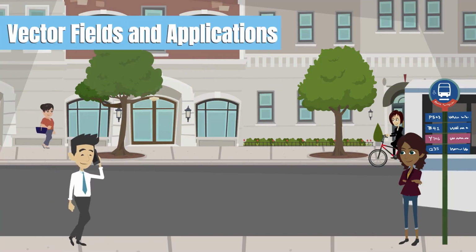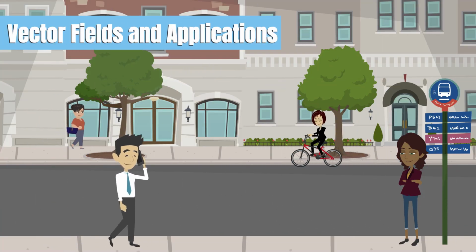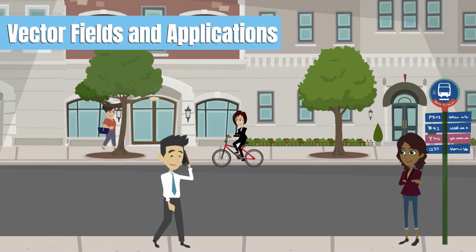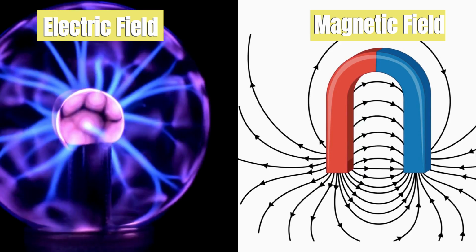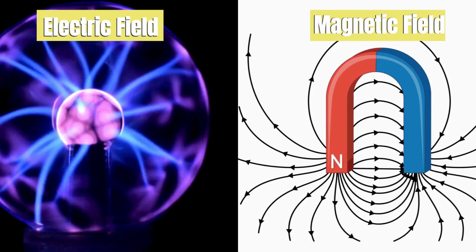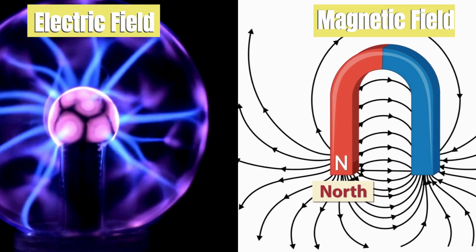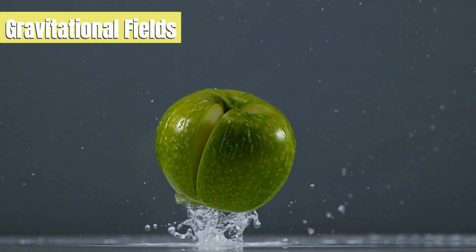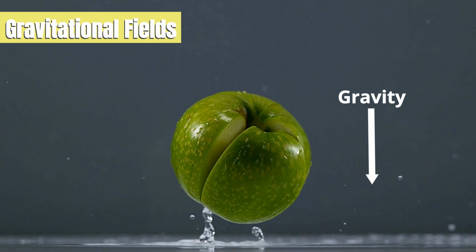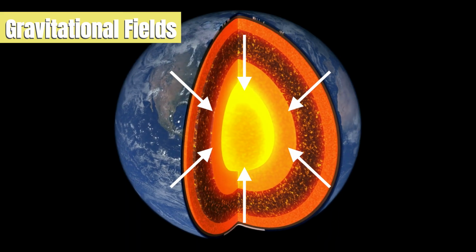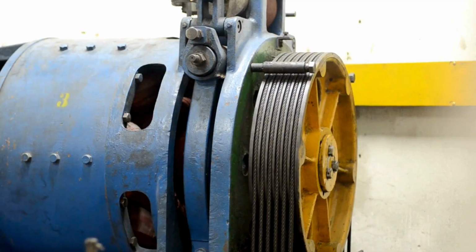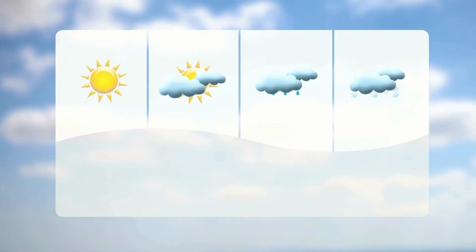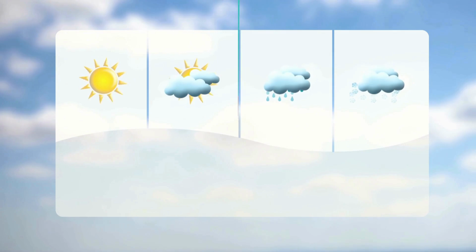Vector fields and applications. Vectors aren't just about moving objects. They also describe fields. Ever heard of electric and magnetic fields? They tell you how forces act around electric charges or magnets at every point in space. Gravitational fields, same idea. If you drop an apple, it falls because Earth's gravitational field points everything toward its center. Fields let us predict how things will move and interact over large areas. From designing motors to predicting weather patterns, vector fields are everywhere.